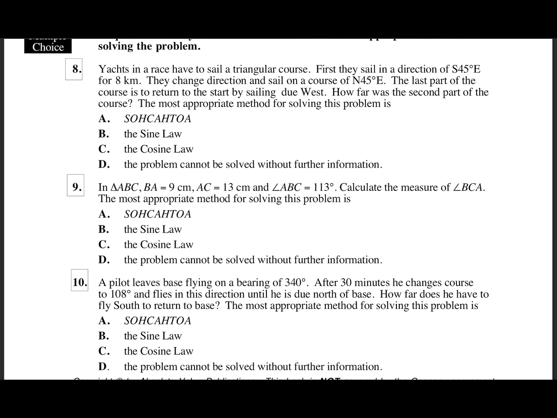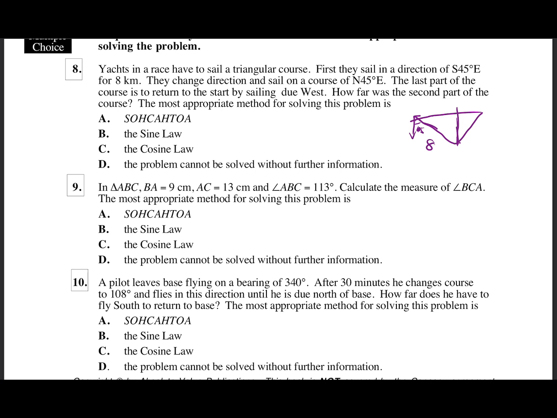The first course direction is south to the east, at 45 degrees. So we can sum from here: this is south to the east and this is 45, and for the next leg this one is 8. Then they change the direction and sail on a course of north to the east. And for the last part, they return to the start sailing, so it's going back.